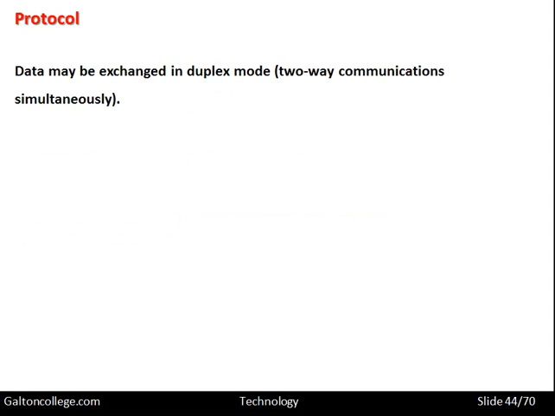Data may be exchanged in duplex mode, two-way communications, for example, like a telephone conversation. When we talk on the telephone with someone, both people may speak at the same time. It's not a very nice thing to happen, but it could be. Or somebody is making a point and the other person interjects. It's two-way. We can speak and hear almost simultaneously.